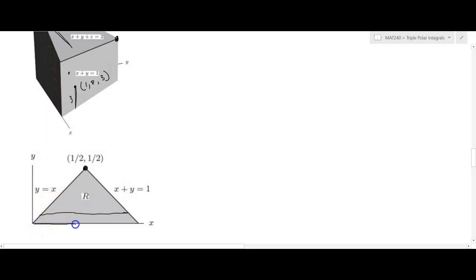So I'm going to start at y equals 0. I'm going to continue breaking this up into strips until I reach the top. So that tells me that my y value is going to go from 0 to 1/2. That's where my horizontal strips begin and end.